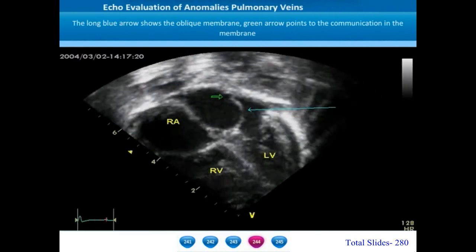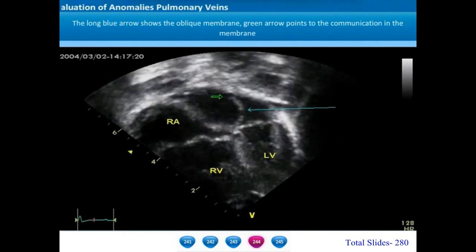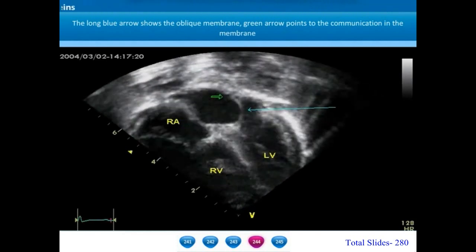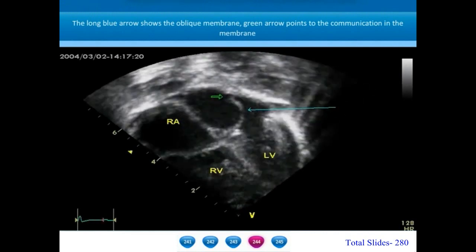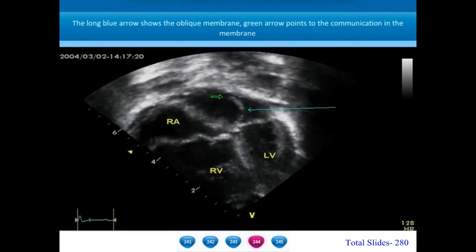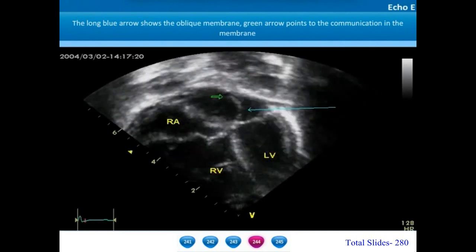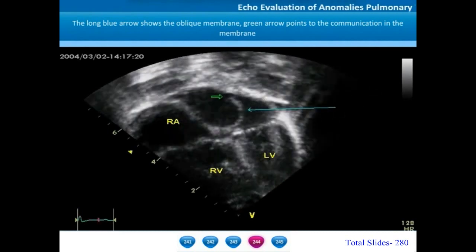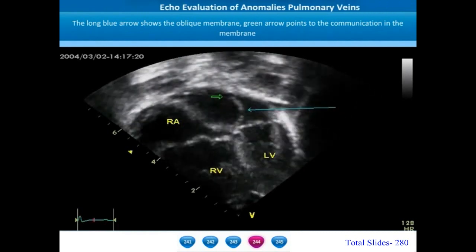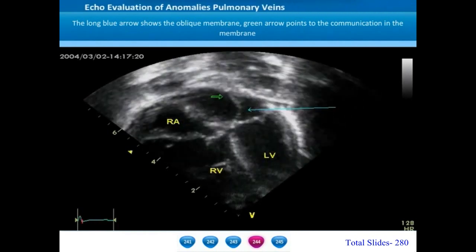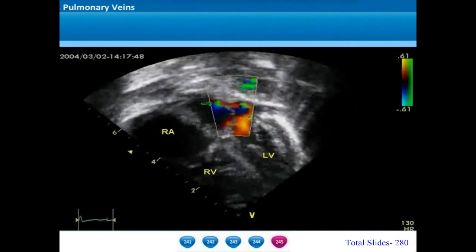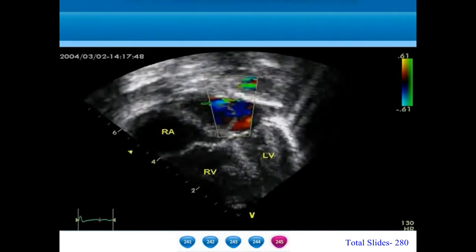The apical view clearly shows the partitioning of the left atrium into two chambers. The membrane is very oblique, and what is shown by the green arrow is a small orifice in the membrane through which the pulmonary veins are able to find their blood flowing into the lower chamber of the left atrium. The turbulent flow through the small orifice in the membrane is shown by the green arrow.